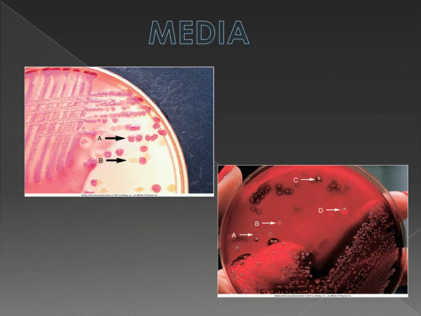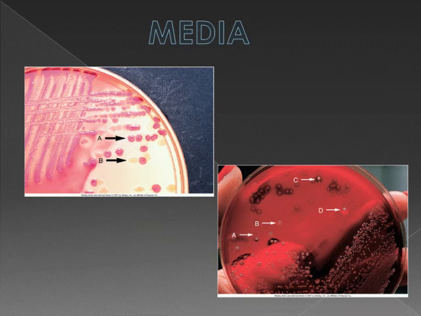All right, moving on to a media review. On the left-hand side, you see MacConkey agar. MacConkey agar is selective and differential. It is selective for gram-neg rods, and it is differential because you can see the different colony types. They are lactose fermenters if they turn up pink, and they are non-lactose fermenters if they turn up clear.